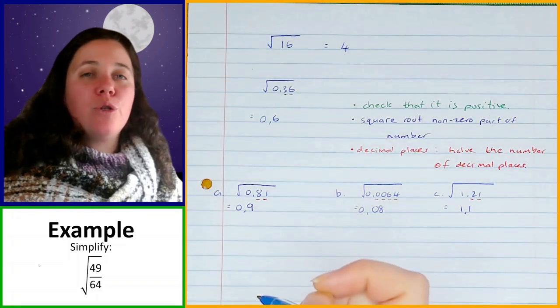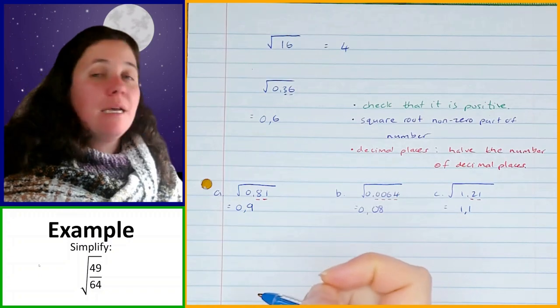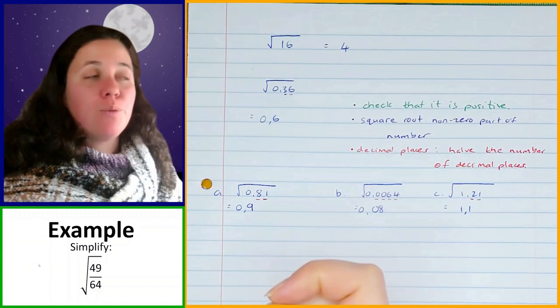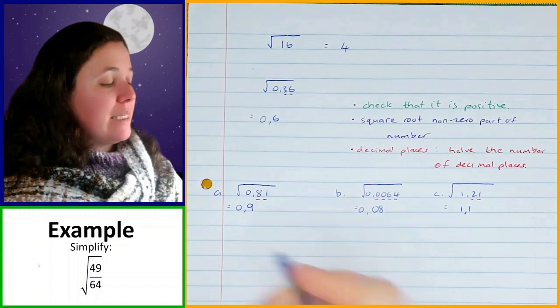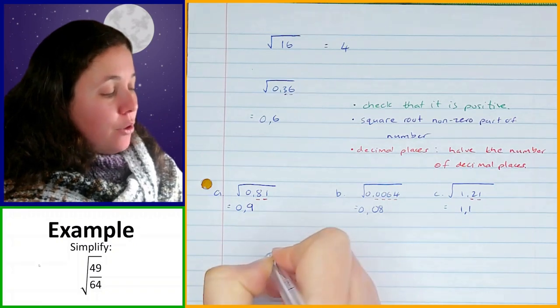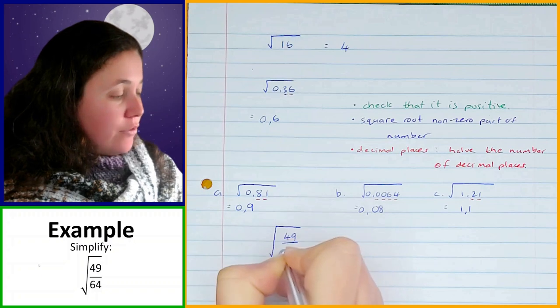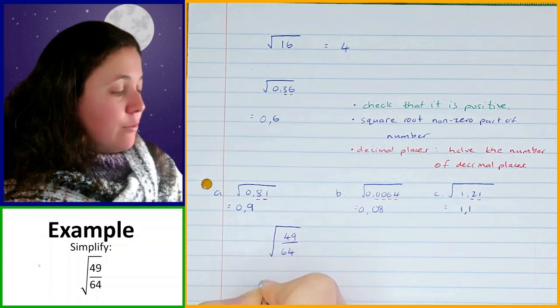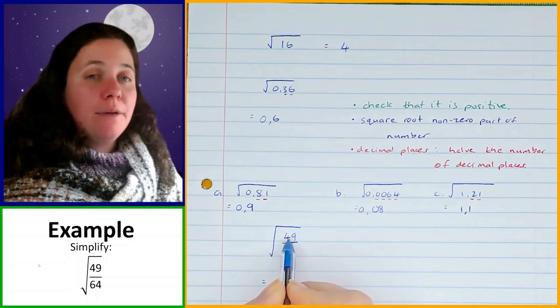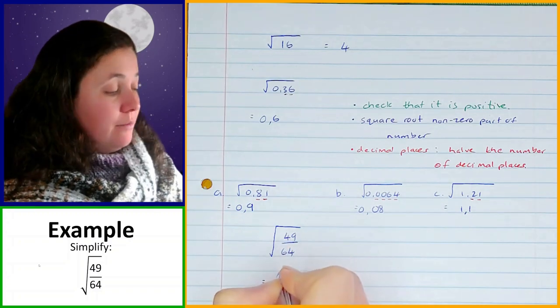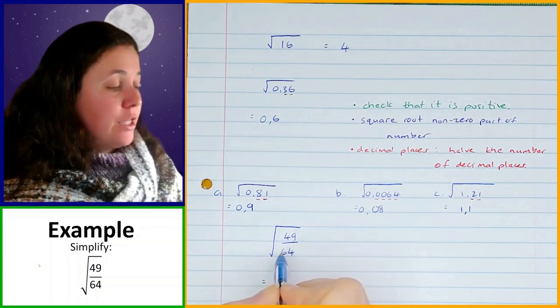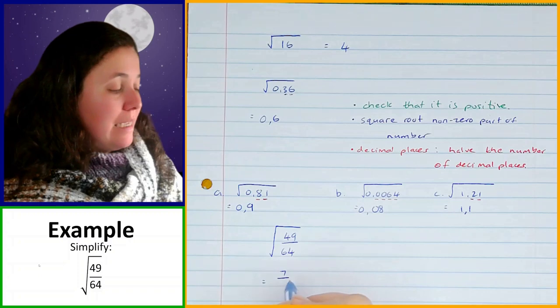So just like when we were doing squaring with fractions, it works the same when we're doing square roots. We also have to do the numerator and the denominator both. Okay, so for the square root of 49 over 64, I am going to find the square root of 49 first, and that's going to give me 7, over the square root of 64, which is 8.